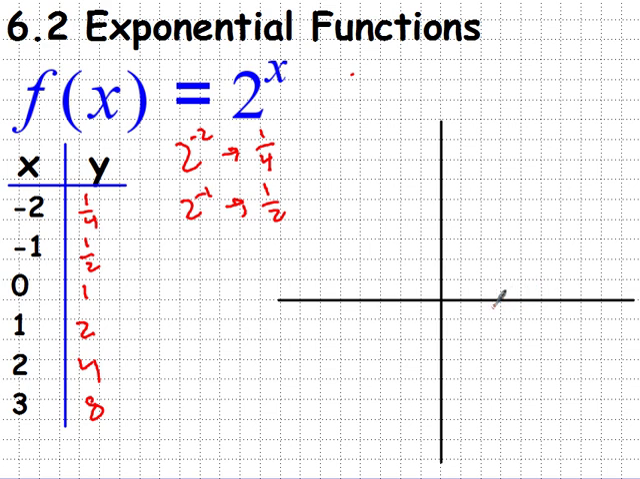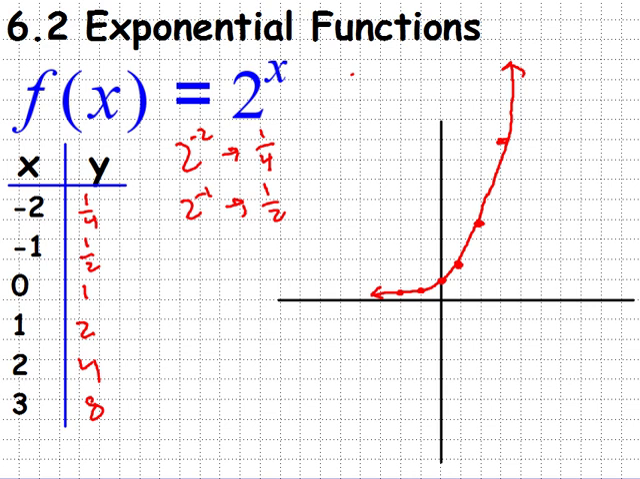Okay, so now what we're going to do is graph these points. So I have negative 2, 1/4 is about right here. We'll just give an estimate. Negative 1, 1/2 is about right here. 0, 1. 1, 2. 2, 4. And 3, 8. So if we look, it doesn't increase very much in the beginning, and then it starts to increase a lot. And it'll keep going like that. It'll also keep going this way, like so. So that's what the graph looks like.